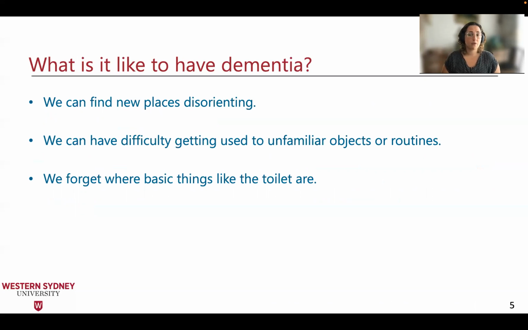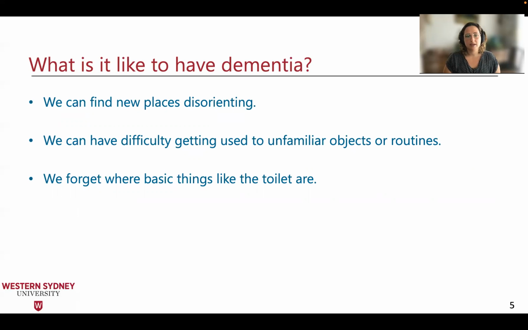So what is it like to have these deficits? From the voices of people with dementia, they can find places disorienting. They can find difficulties getting used to unfamiliar objects or routines. For example, when a person might move residential locations, they may find it a lot more difficult to adjust to the new environment that they're now living in because they don't have that routine that's already set up and familiarity with the world around them.